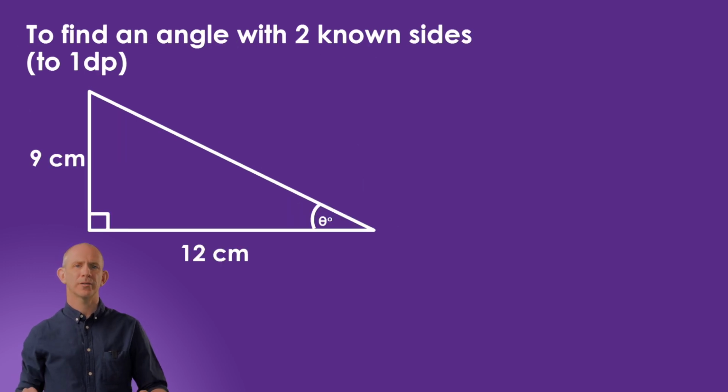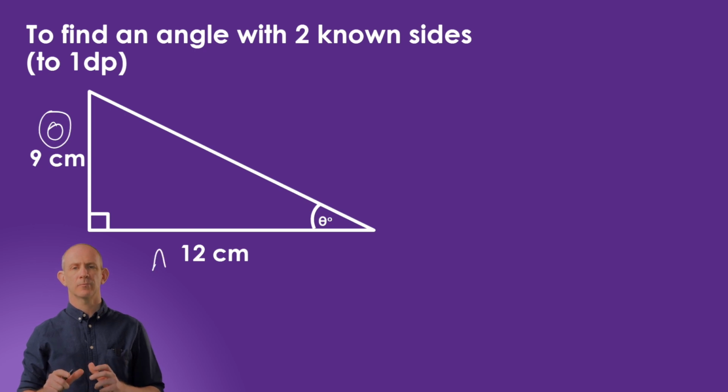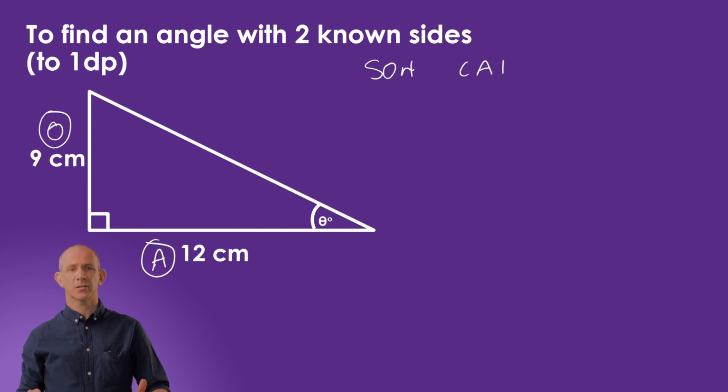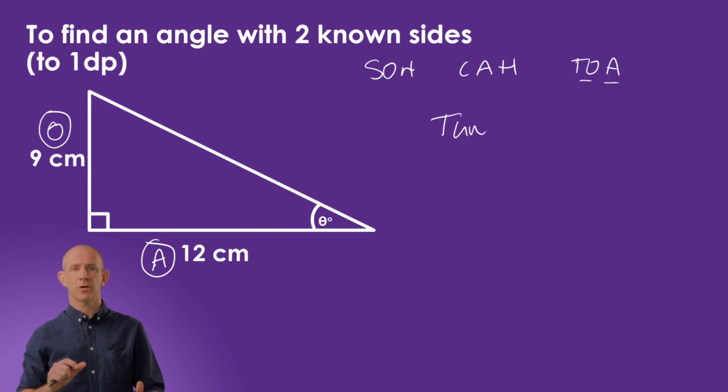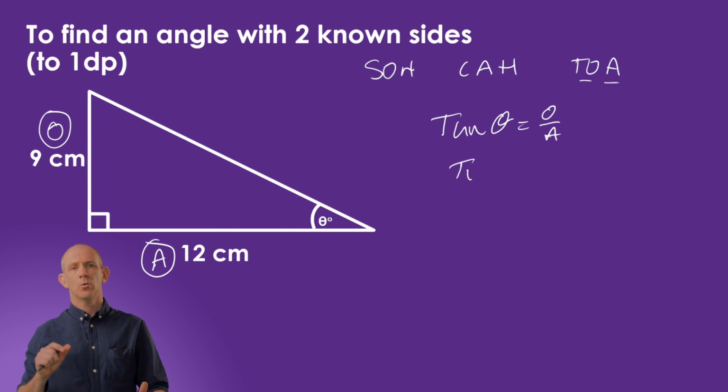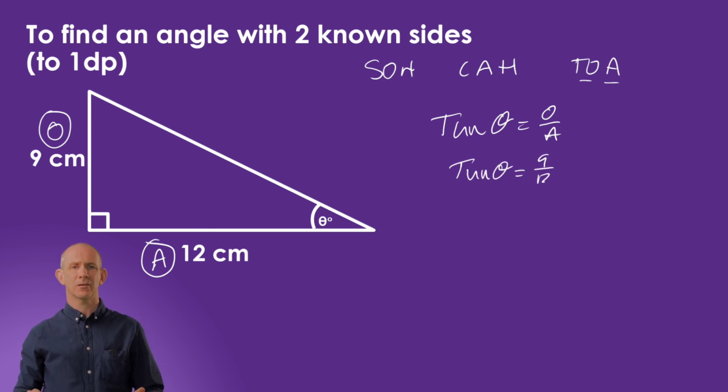Here we have another right-angled triangle. This time we have the opposite and adjacent sides, and we can label them O and A. Again, our mnemonic is SOH-CAH-TOA, and we have the opposite and adjacent sides. So we'll use tangent, so tan theta equals opposite over adjacent. Once we substitute in our values for our variables, we get tan theta equals 9 over 12.